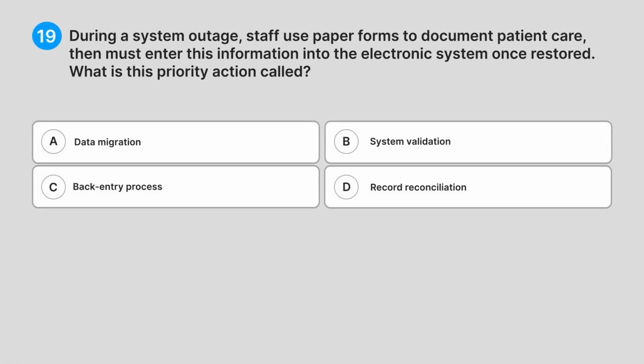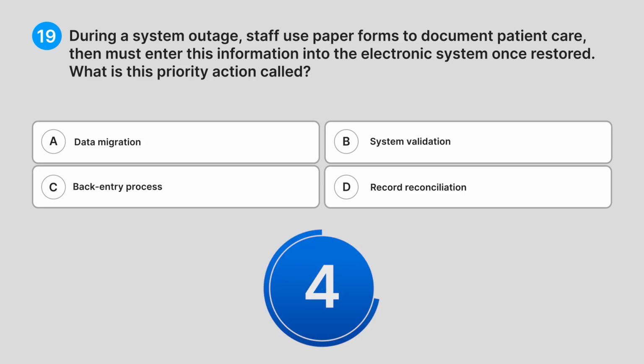19. During a system outage, staff use paper forms to document patient care, then must enter this information into the electronic system once restored. What is this priority action called? A. Data migration. B. System validation. C. Back entry process. D. Record reconciliation. Can you guess the answer?